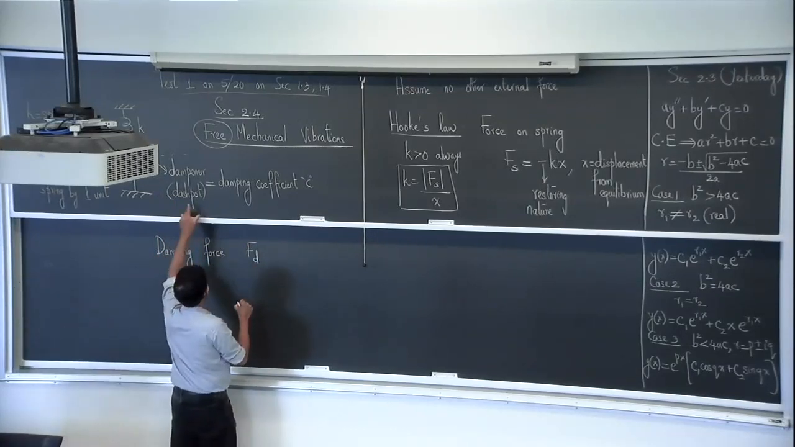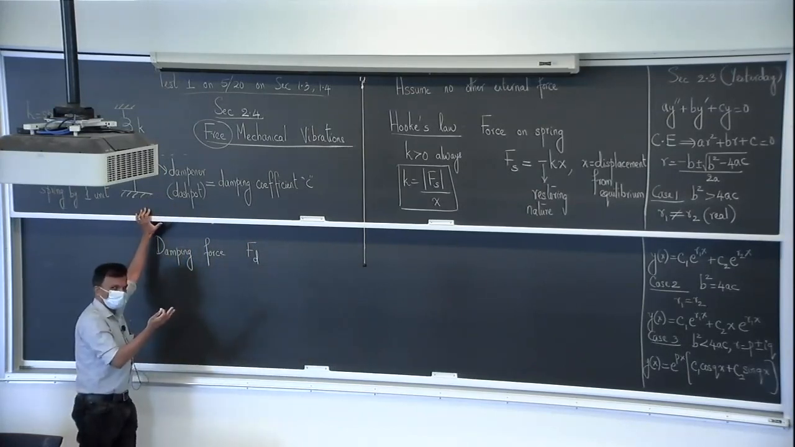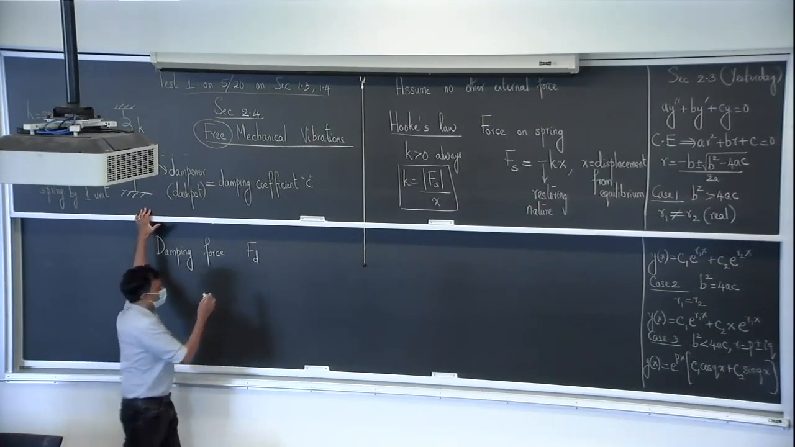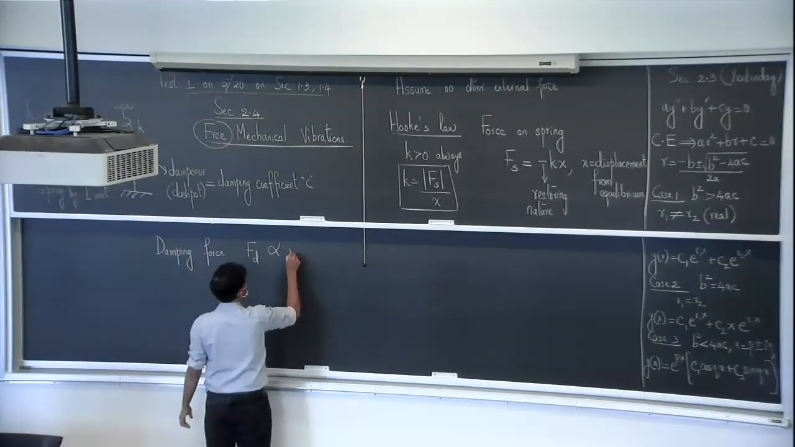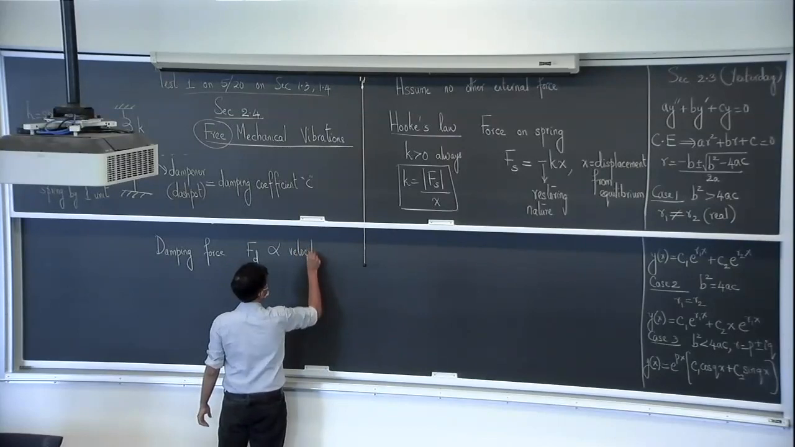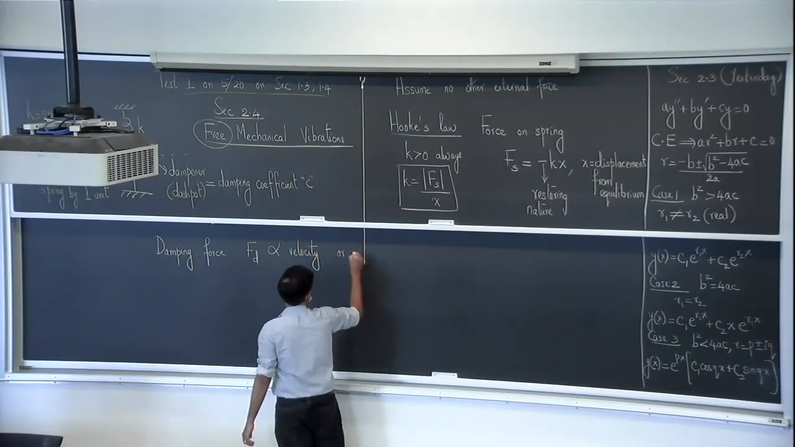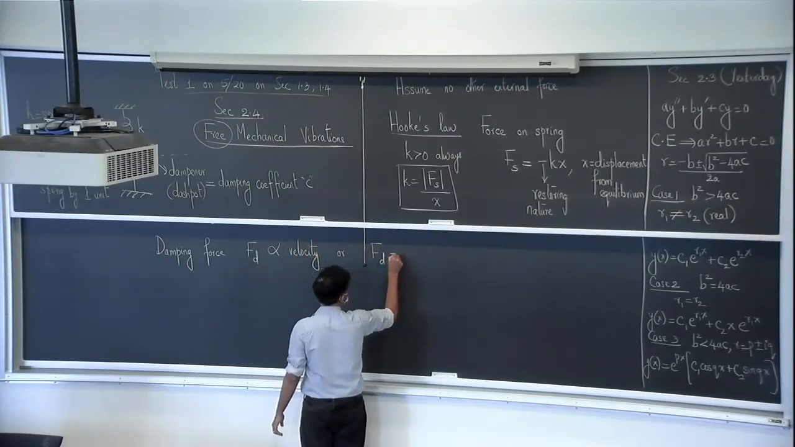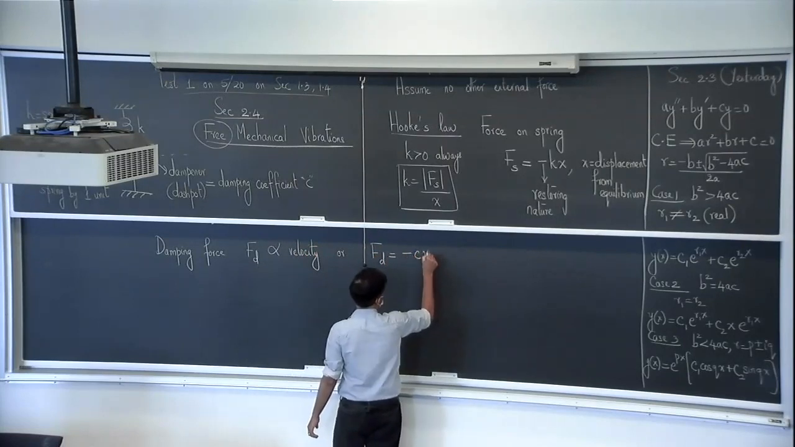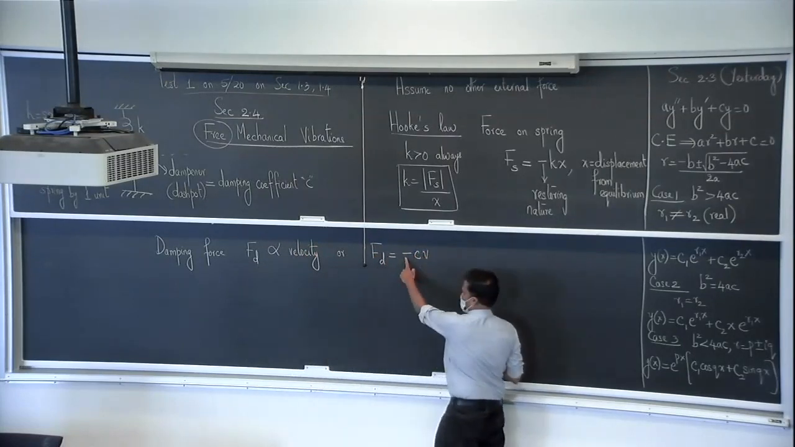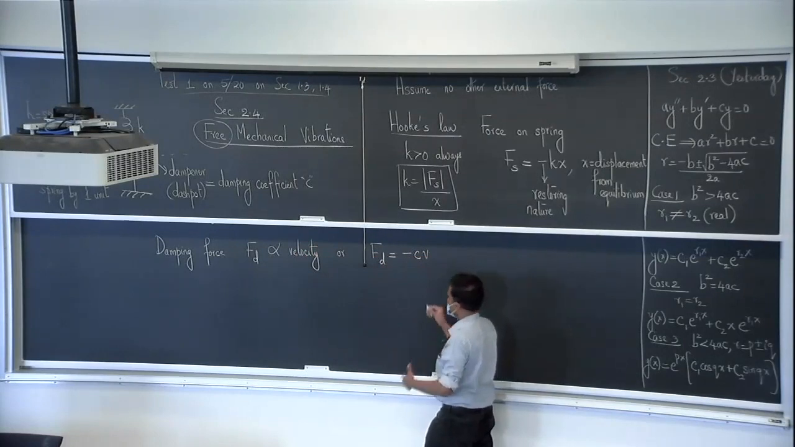It's proportional to how fast it is moving. The faster it moves, the faster it's going to kill it. So it's proportional to the velocity, or in other words, FD is equal to negative c times the velocity v. It's negative because it's going to reduce the oscillations.